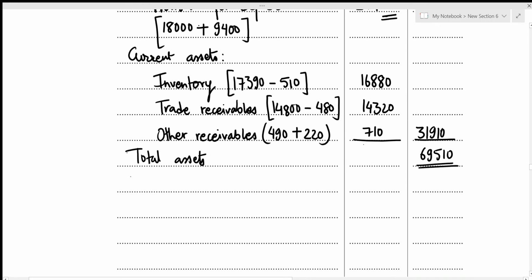Let's do the capital first. So under capital, there are going to be three items. So the first one is going to be the opening balance. Then we add the profit for the year.